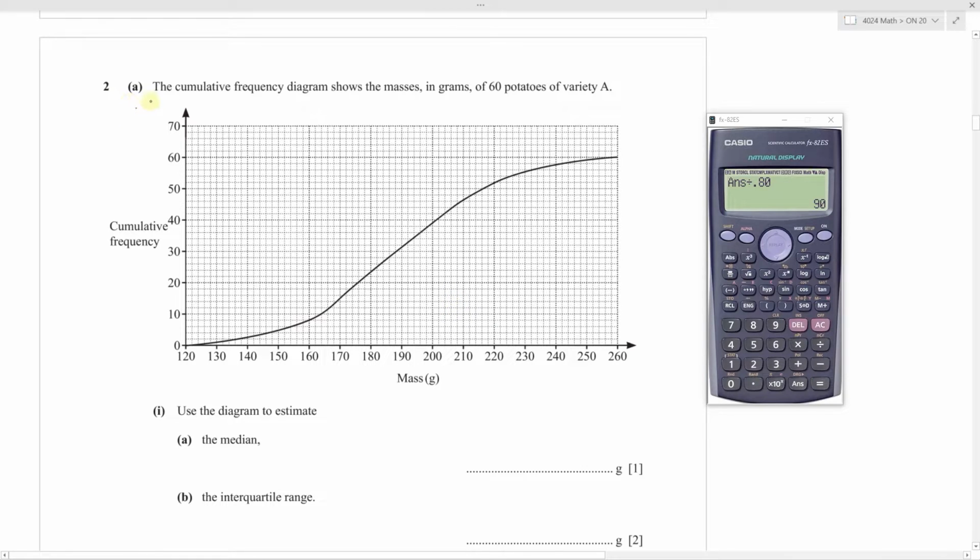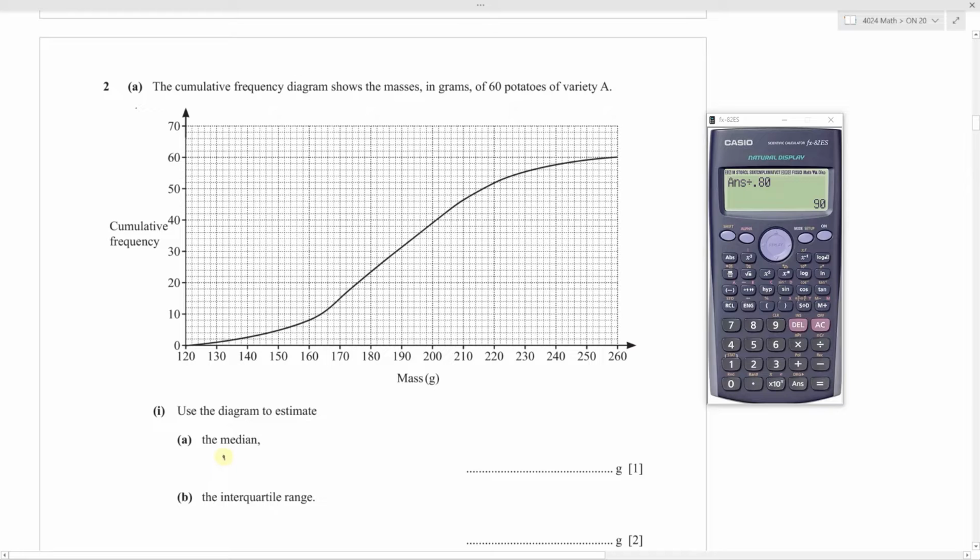So question number 2, part A. The cumulative frequency diagram shows the masses in grams of 60 potatoes of variety A. On the y-axis, you have the cumulative frequency. On the x-axis, you have the mass in grams. Part 1 is to use the diagram to estimate the median value.